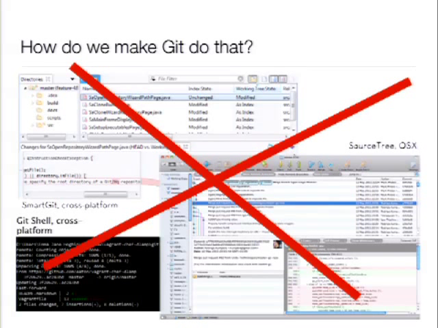So, as I said, we're not going to be looking at specific applications today. There are too many variations out there. There are too many different little configuration tricks that make that software so unique to us as individual developers that it becomes very difficult to teach them in a generic way.